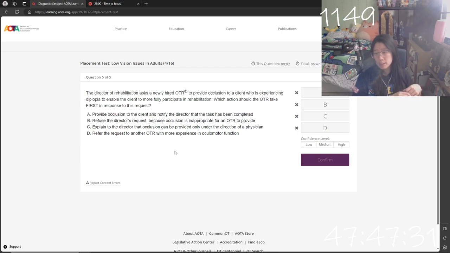The director asked a newly hired OTR to provide occlusion to a client who is experiencing diplopia to enable the client to more fully participate. I don't know what diplopia is. Well, that's a funny word, diplopia. Which action should the OTR first take in response to this request? Okay, maybe I'm not very good at vision. This is the last vision question, and then I'm gonna take a little bit of a break. Do I deserve a break? Probably not, but I'm gonna take a little break.